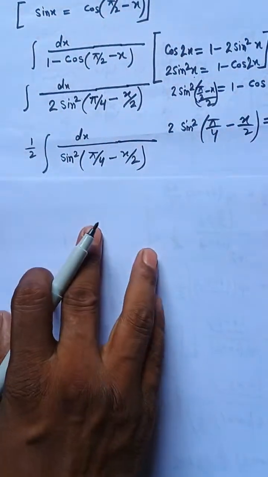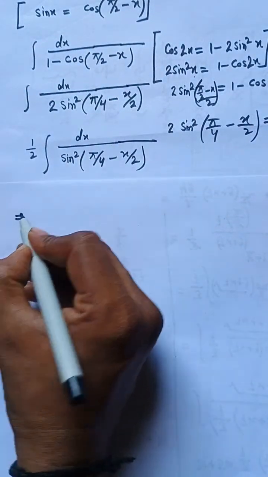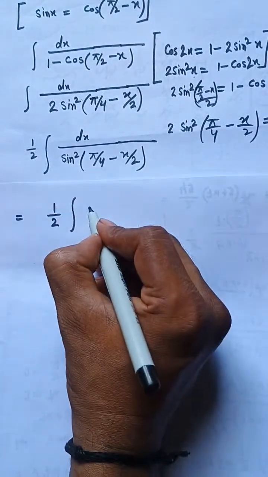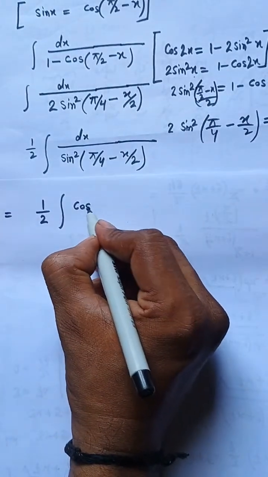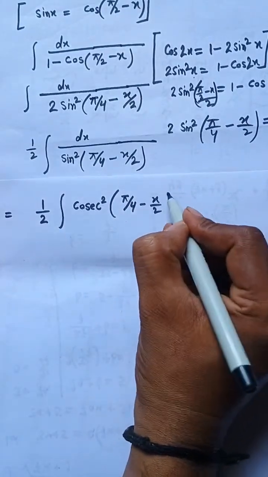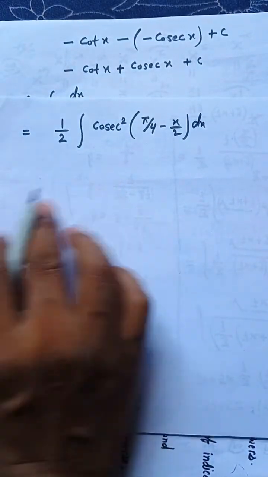I can have this as 1 upon sine square is what? Cosec square x. And integration of cosec square x is what? Negative of cot x. So that concept will be applicable here. So here I'm just using that 1 upon 2, then integration, this will be cosec square pi by 4 minus x by 2, then dx.